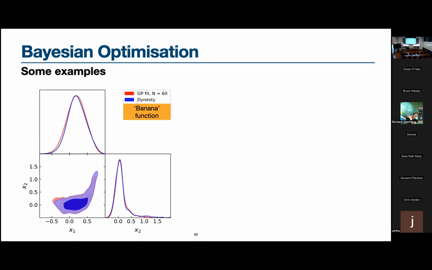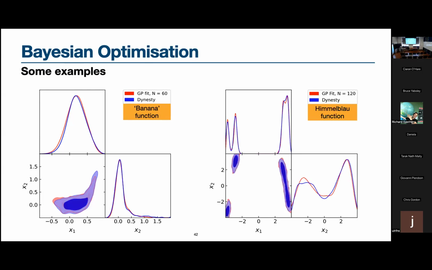Whereas if you run the nested sampler directly on this function, you would need, again, thousands of likelihood evaluations. Another, a lot more nasty function is called the Himmelblau function, which is commonly used for testing these optimization algorithms. And again, we showed that with about 120 samples, you can reconstruct this function quite well, and the predictions match very well with those of the nested sampler dynesty.